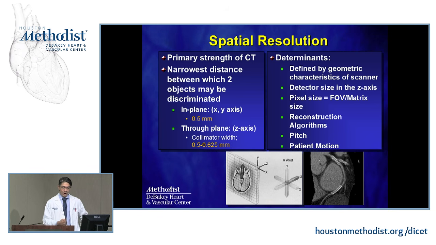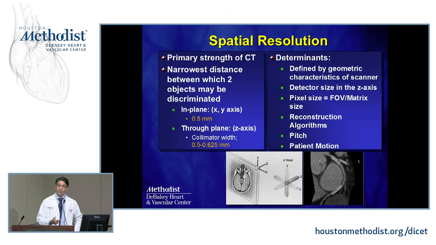That's in the XY axis, the in-plane axis. The through-plane resolution, which is your Z-axis resolution, is just slightly worse. It's anywhere from 0.5 to 0.625, and this is really dependent on the thickness of the detectors in the Z-axis. We'll talk a little bit about that. What I want you to know is that we have the highest spatial resolution, and it's dictated by the particular scanner that you have.